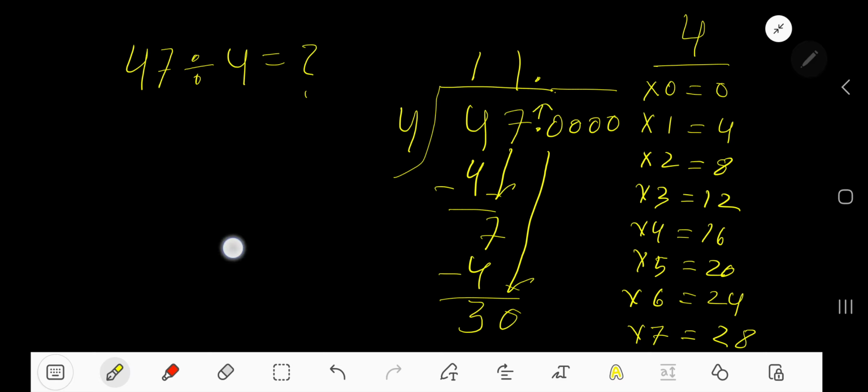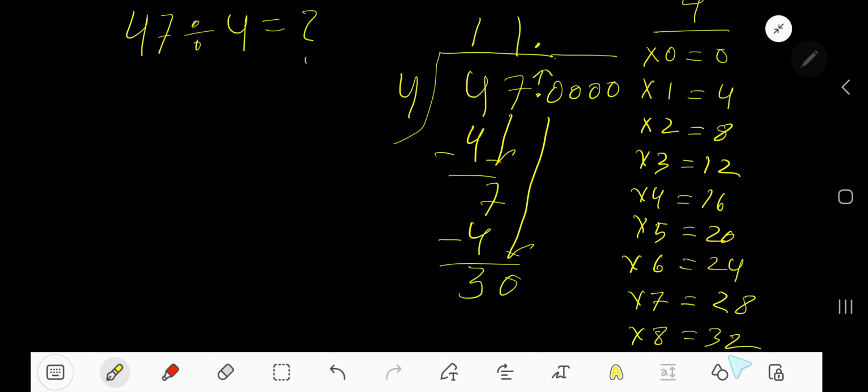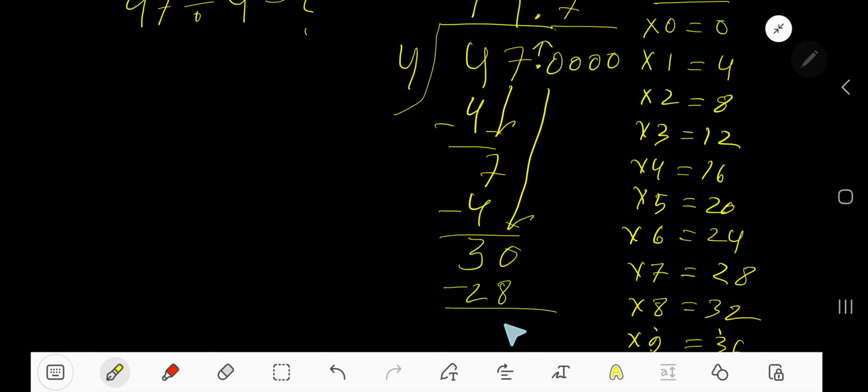4 goes into 30 how many times? 8 times is 32, which is greater than 30, so 7 times, that gives you 28. Right? 7 times 4 is 28. Subtract, 2. Bring down another 0.